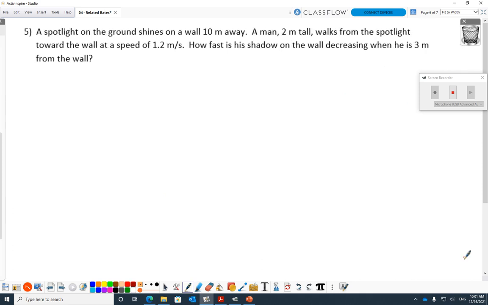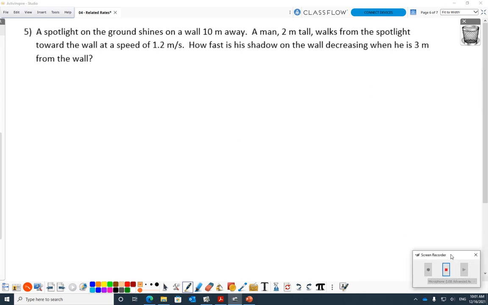Oh, let's do another one, shall we? Okay, this is the tough one. Really tough, and really interesting, though. A spotlight on the ground shines on a wall 10 meters away. A man, 2 meters tall, walks from the spotlight towards the wall at a speed of 1.2 meters per second. How fast is the shadow on the wall decreasing when he's 3 meters from the wall? What? I never read word problems like that. This is why people get upset about word problems. You read all that and you're like, how am I supposed to know anything?